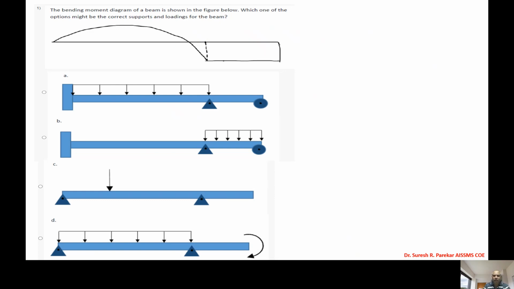Now you can see in the BMD we have a vertical line, which means at this end we require a couple, that is a moment. So here we have moment 0 at the end support roller, 0 at the cantilever, and here we have a couple. So we have option D.